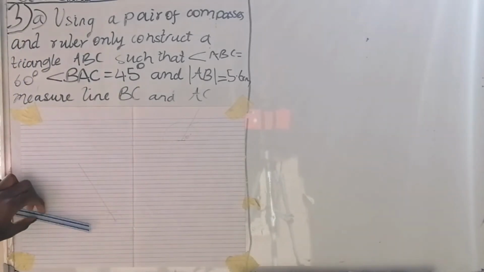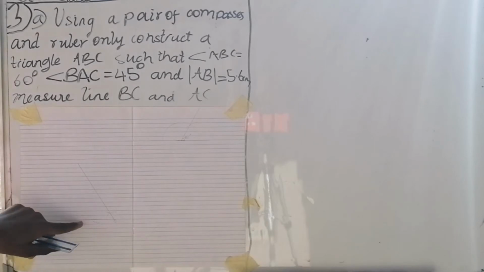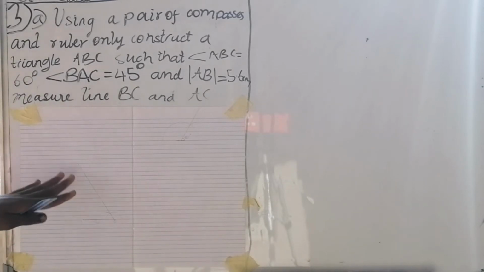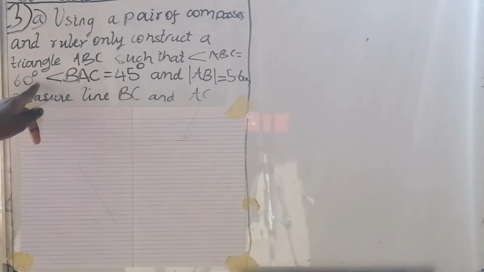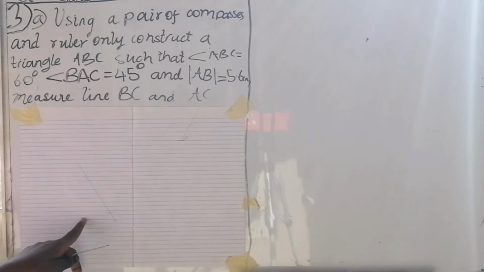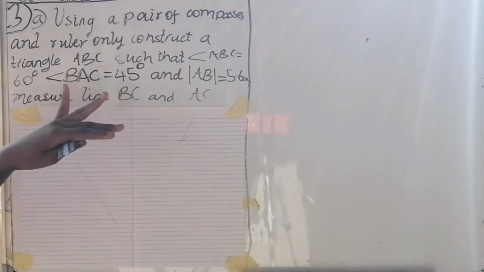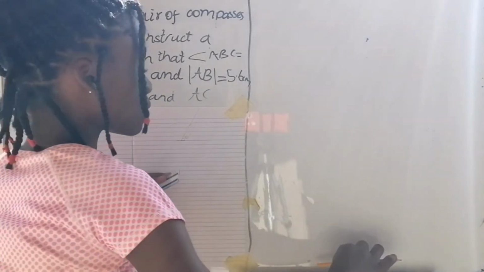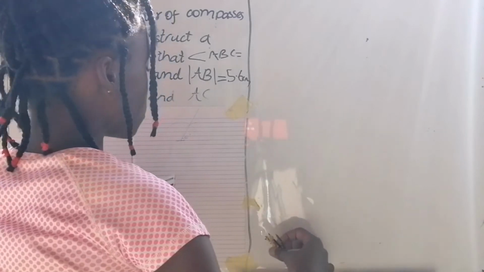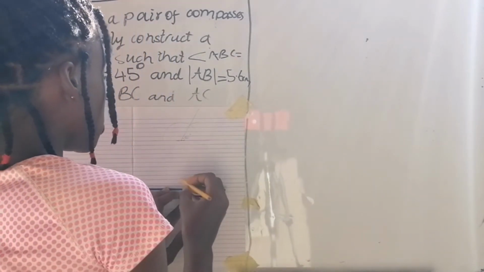Good. So now that I have done this, I also construct angle A, which is 45 degrees. I have to construct it here. Now let me demonstrate how to construct angle 45 degrees without using your protractor. So first of all, I draw a straight line.